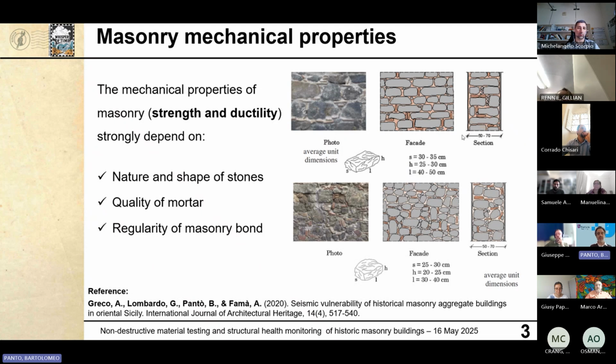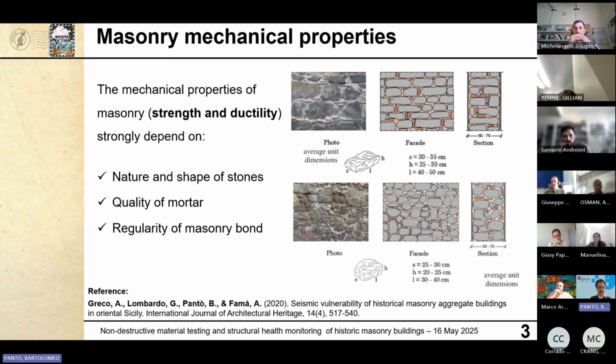In this picture are represented two typologies of masonry. The one at the top of the slide is, we can say, a better masonry from the mechanical point of view, because the shape of the stones is much more regular. We can see a regularity in the bed joints, almost horizontal. Quite different is what we have at the bottom, where the shape of the stones is much more irregular, and the organization of the stones is also more irregular within the panel.